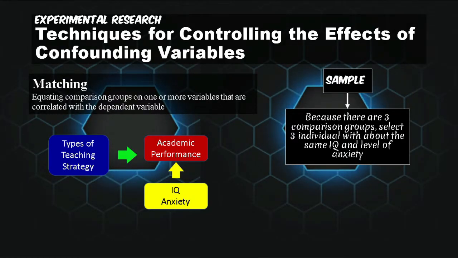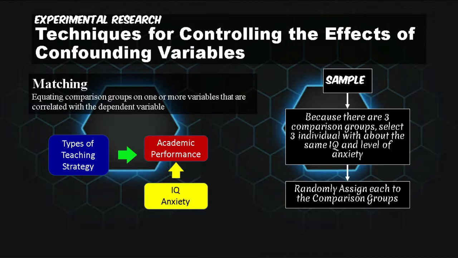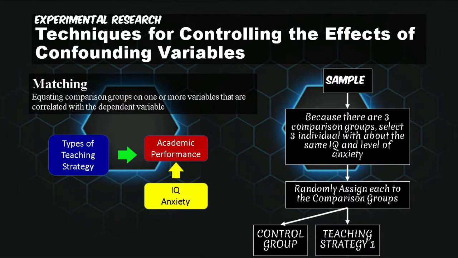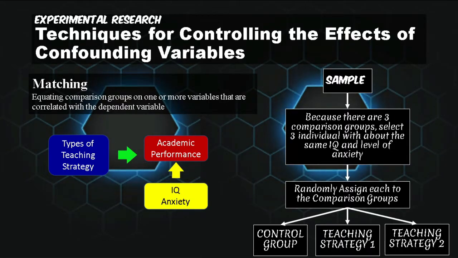That means you have already measured the IQ and the level of anxiety of your students. Then from these three individuals, we randomly assign them to the comparison groups. So one would be randomly assigned to your control group and the other two to your two experimental groups.